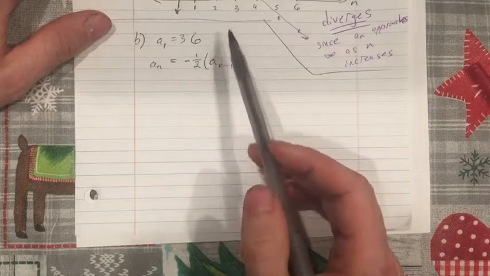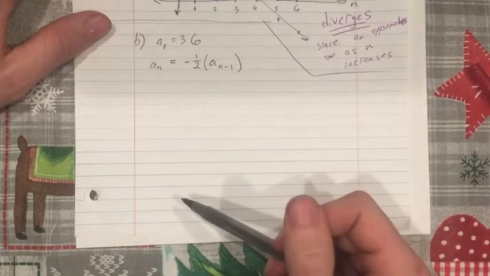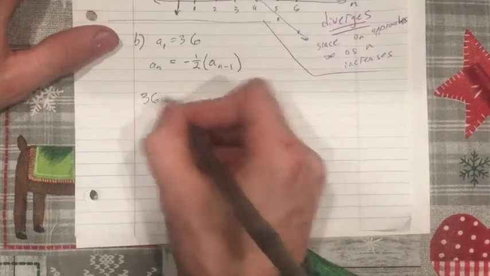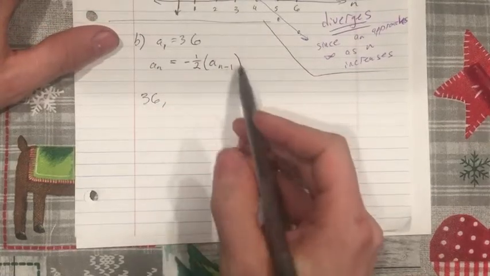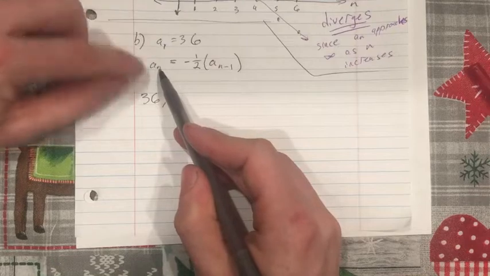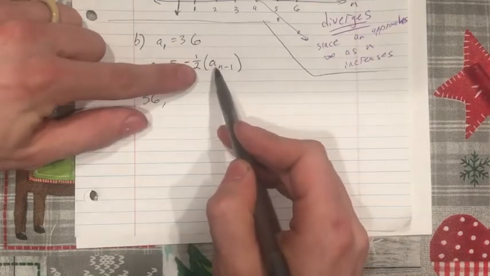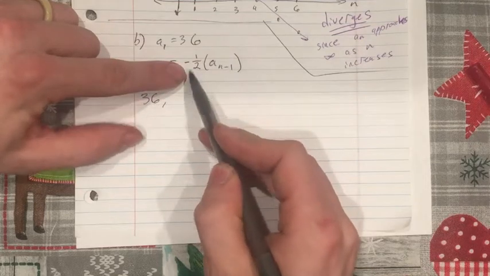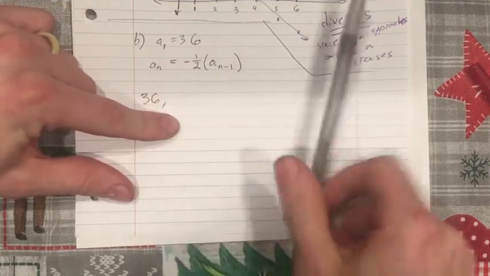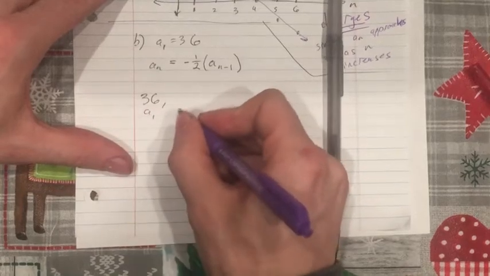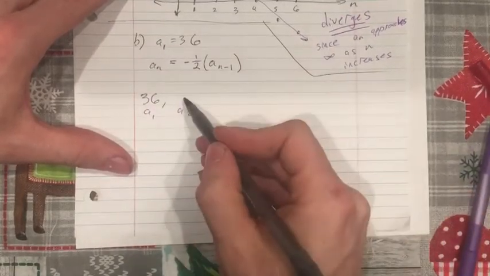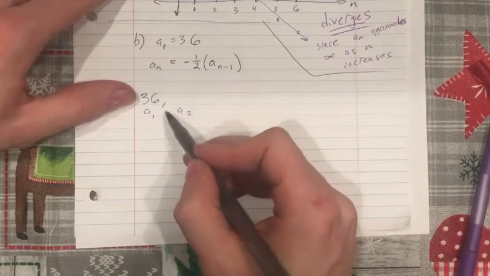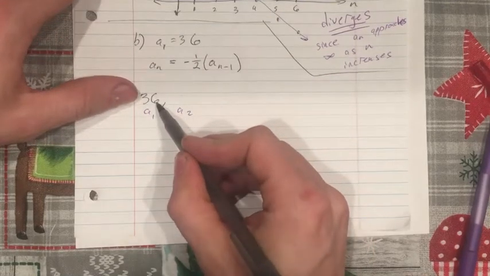So what we should do now is get the first few terms just like what we did before. A sub 1 we already have is 36. What's the next term going to be? Well, to get a sub 2, I need to take the previous term, a sub 1, and multiply it by negative 1/2. Here's a sub 1, a sub 2. So what's negative 1/2 times 36?